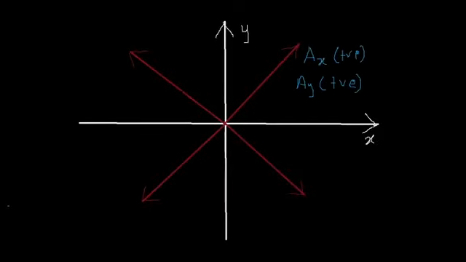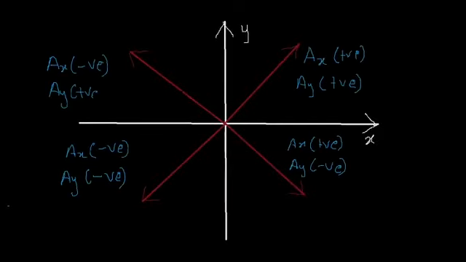The direction of a vector is usually stated in terms of the positive axis. In the first quadrant, AX points right and is positive, while AY points upwards and is positive. In the second quadrant, AX points left and is negative, while AY points up and is positive. In the third quadrant, AX points left and is negative, while AY points down and is also negative. Finally, in the fourth quadrant, AX points right and is positive, while AY points down and is negative.